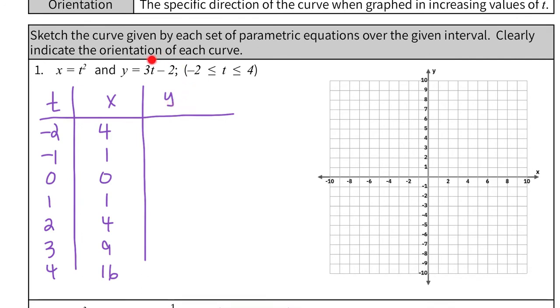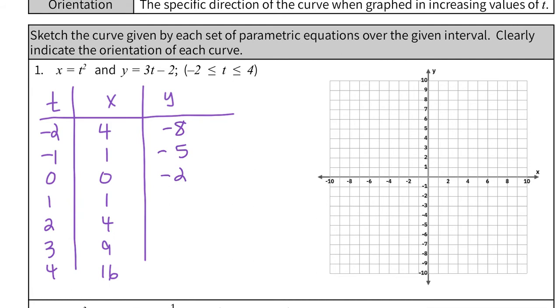For y, we want to use this formula, 3t minus 2. So we're going to plug in these numbers. 3 times negative 2 is negative 6, minus 2 is negative 8. Then what if I plug in negative 1? That would give me negative 5. What if I plugged in 0? That would be negative 2. And then so on and so on.